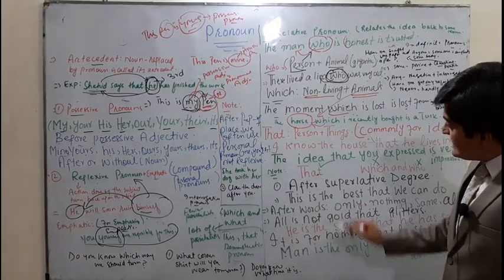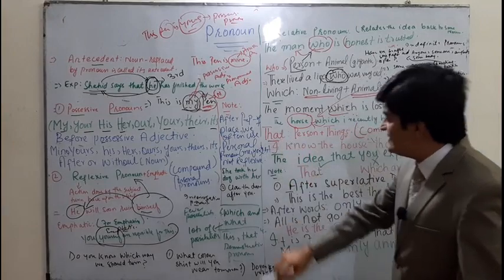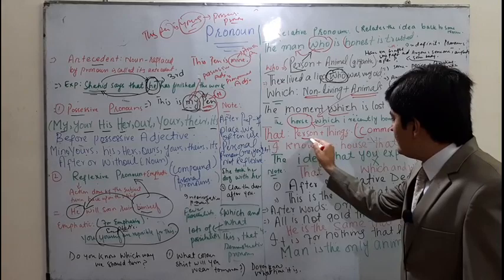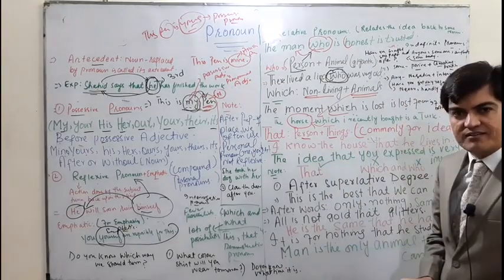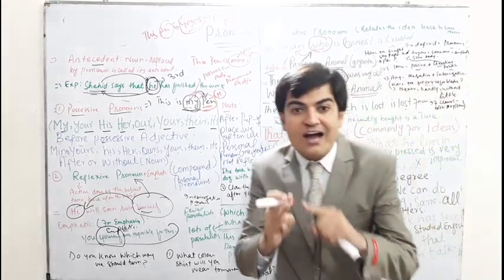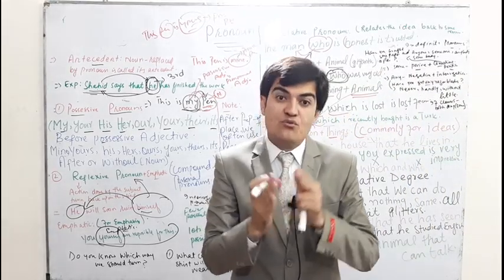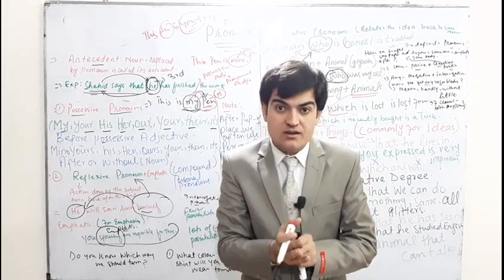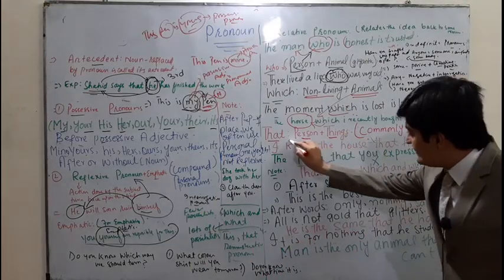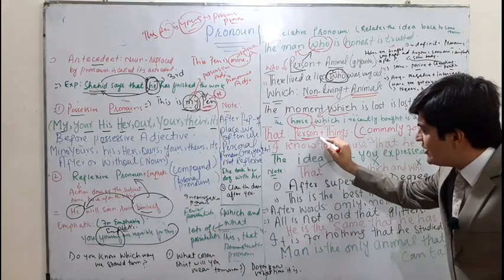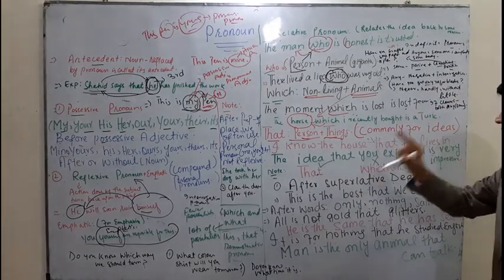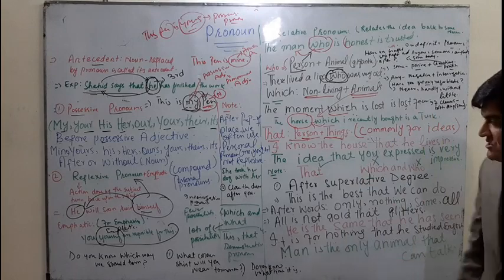Understand? Secondly, we have "that", which is also a relative pronoun. It is normally used for persons and things. We can use it for both. But normally keep one thing in your mind: "that" is normally used for ideas, for notions, for perceptions. We use it for concepts and thoughts. Understand? You can use "that" for a person, you can use it for things, but commonly it is used for ideas.